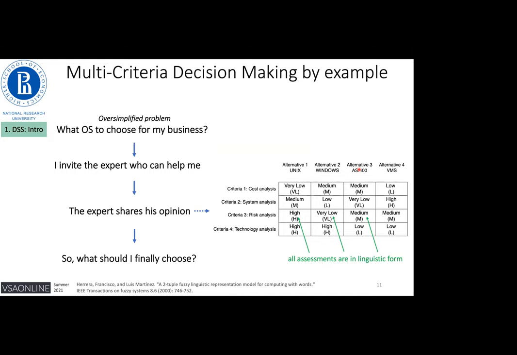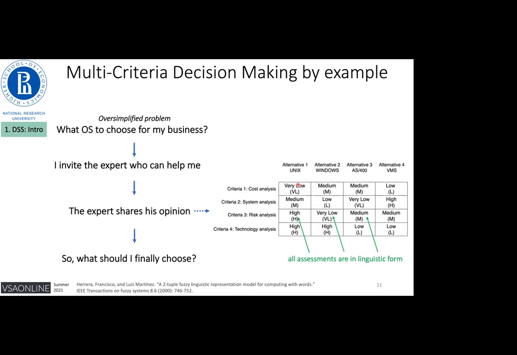Here is an example from a standard well-known paper in the field, and the problem is that as a business owner, I want to choose the best operating system. Generally, I'm not an expert in that field. I invite someone who can help me, and then the expert shares their opinion. And finally, I need to decide which alternative I choose. Here is the simple matrix, alternatives versus criteria. The experts shared their opinion. They estimated each alternative by each criterion. But how can I work with these assessments? Please note that they are made in linguistic form.